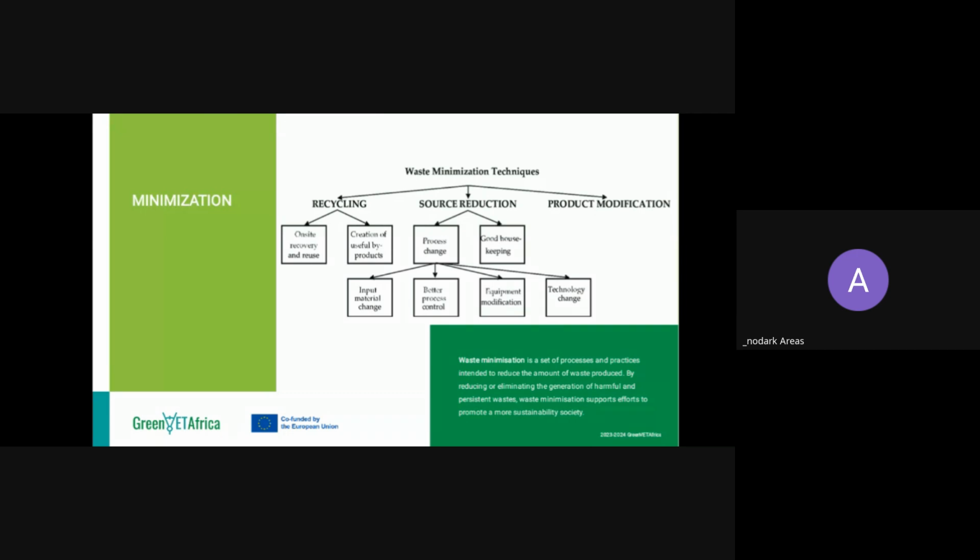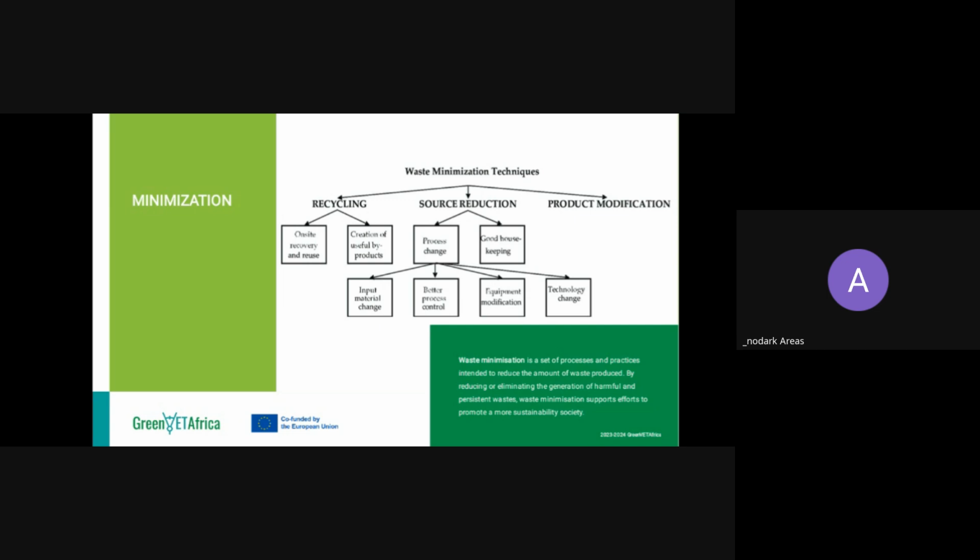Process change. Now, this applies to industries in their production. Better process controls, equipment modification, technology change. Those are ways that they can reduce waste from source. But from your homes, good housekeeping is one way to reduce it. Creation of useful byproducts. That is what we call creative reuse under recycling. Creative reuse means that you've used this thing, so what are brilliant, creative ways you can reuse it, such that you extend the lifespan of that product? An example is when you drink your bottled water and you decide to use the bottle as storage for your liquid soap or your palm oil or your groundnut oil or something.